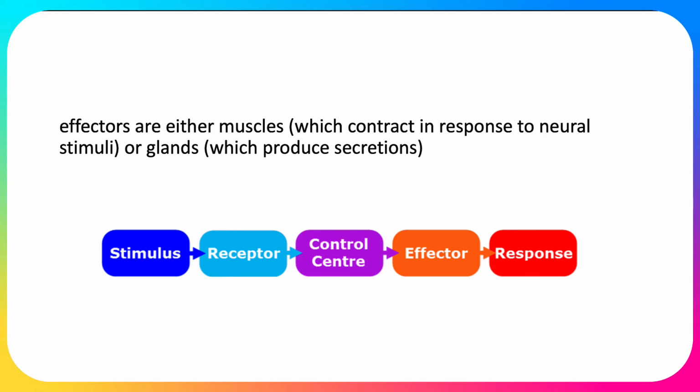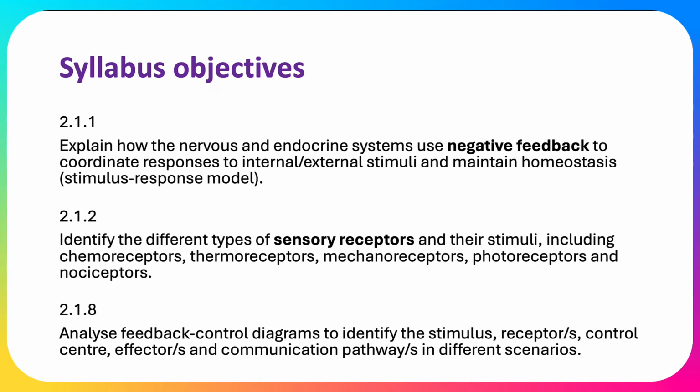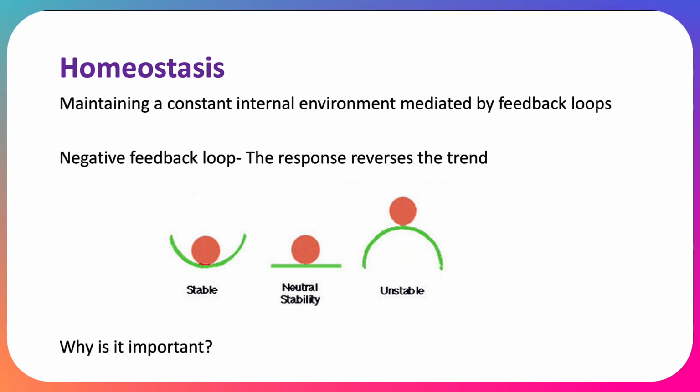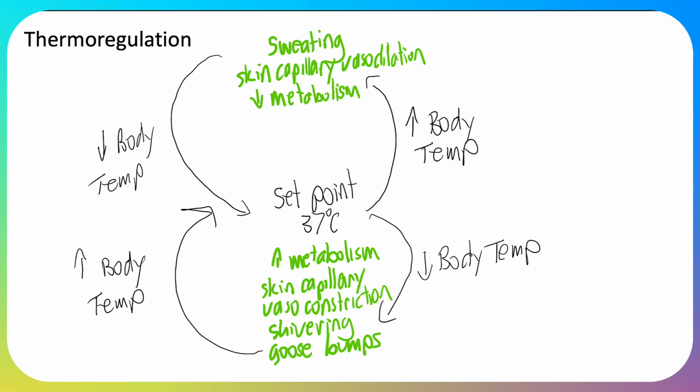So the next thing we need to think about then is looking at these. So let's have a look at that. So the last syllabus objective is about analysing feedback control diagrams to identify the stimulus, receptor, control center, effectors, and communication pathways. Okay, so we're going to have a look at one that you probably know, and that is thermoregulation.